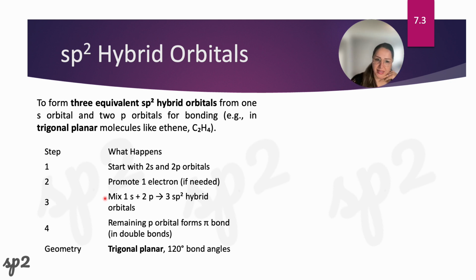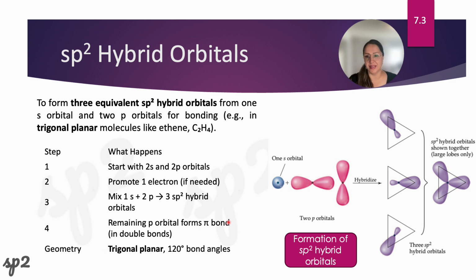We're going to mix the 1 s with the 2 p, and that would give us three sp2 hybrid orbitals. The remaining p orbital, because typically we have three and we already used two of them for hybridization, is the one that we later use for our pi bond formation. It's going to always be trigonal planar, where we have a 120-degree bond angle. The picture would be something like this. This is the s, and you have the two p's, and they are giving us these three sp2 hybrid orbitals. If you superimpose them all together, it would be something like this.